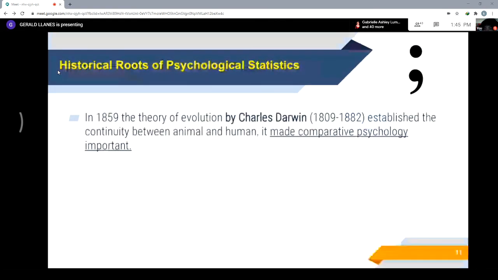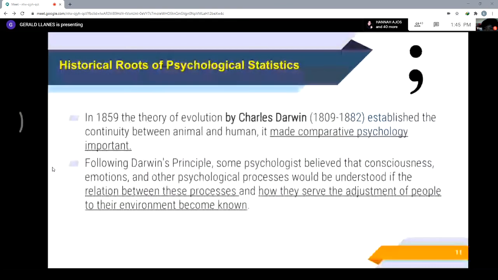That's why malaking ambag din sa pag-aaral ng biology in relation to psychology ang comparative psychology. Okay. Now, following Darwin's principle, some psychologists believe that consciousness, emotions, and other psychological processes would be understood if the relation between these processes and how they serve the adjustment of people to their environment become known. So the idea of Darwin is psychological processes must be studied together.